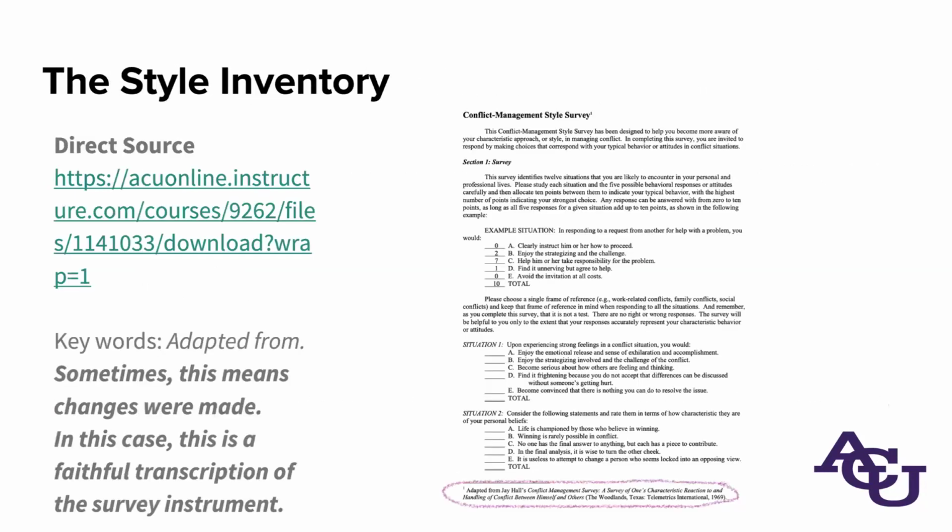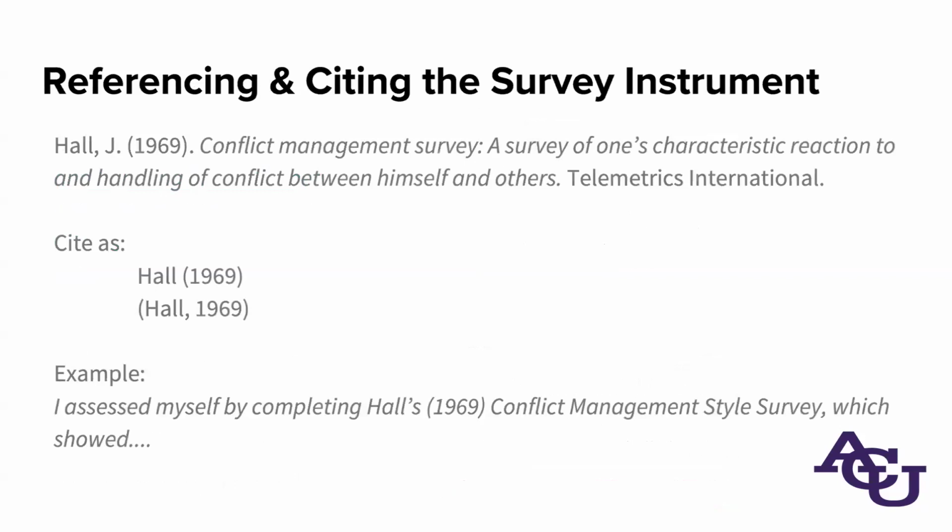Now, if we look back at the bottom of the page here, there are some things that we're leaving out. You can see that the first name J is being abbreviated to the letter, and that the title is going to be reformatted into sentence case as we normally do for book titles in the references. And the city and state where this was published, The Woodlands, Texas, that information is not included in APA 7. If we're going to cite it, we just use Hall 1969. And you can see an example here at the bottom.